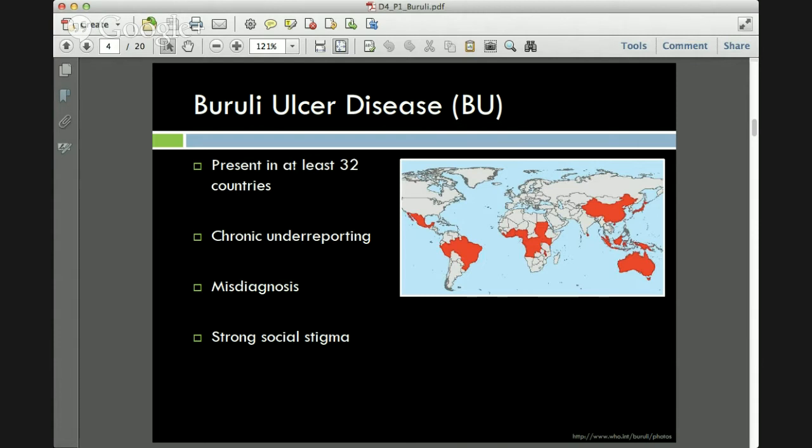It's hard to know exactly how many cases there are of Buruli ulcer disease because there's chronic underreporting across the entire region, and this is often due to misdiagnosis, lack of access to healthcare facilities, and there's also a strong negative social stigma associated with the disease. So lots of people are reluctant to seek medical care.